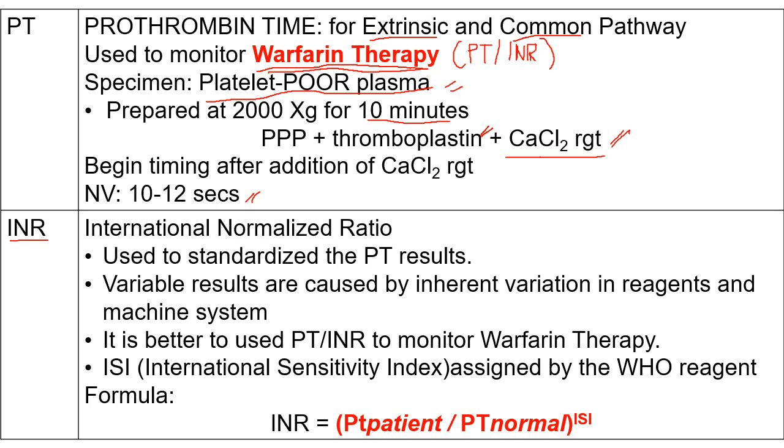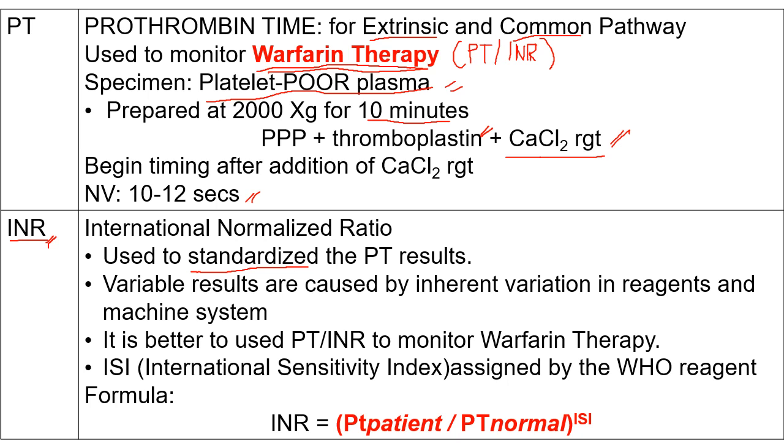Next, your INR or International Normalized Ratio. Ginagawa siya in parallel with prothrombin time kasi it is used to standardize the results. Meron kasing inherent errors regarding sa reagent and yung mismong machine itself. So, kailangan ginagamit ito to double check your results.